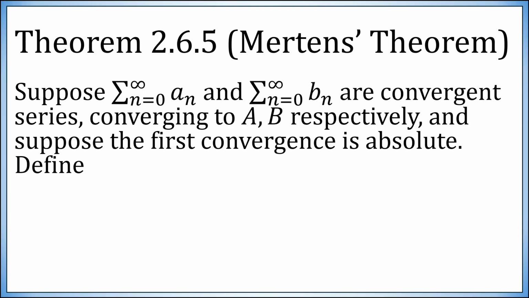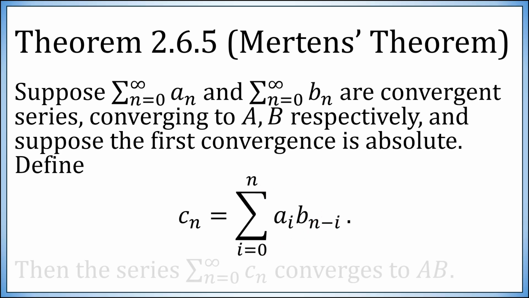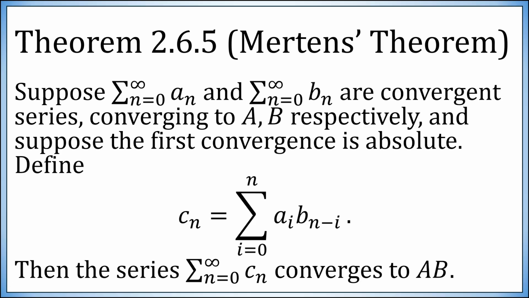Suppose Σaₙ and Σbₙ are convergent series converging to A and B respectively, and suppose the first one is converging absolutely. I define Cₙ to be these partial sums where the index on a is increasing from 0 to n, while the index on b is decreasing from n to 0. Then the series made up of these c's converges to the product A times B.